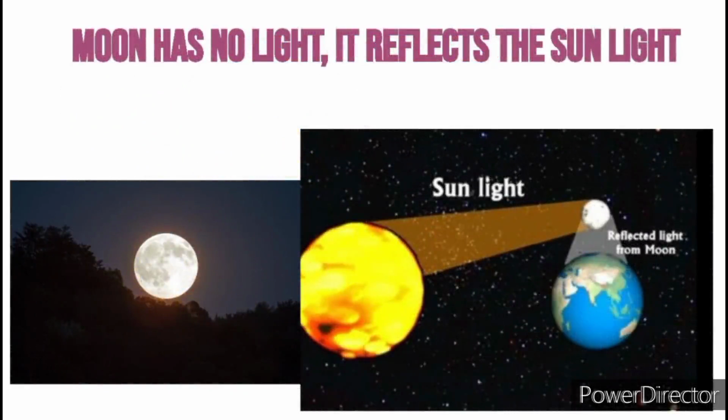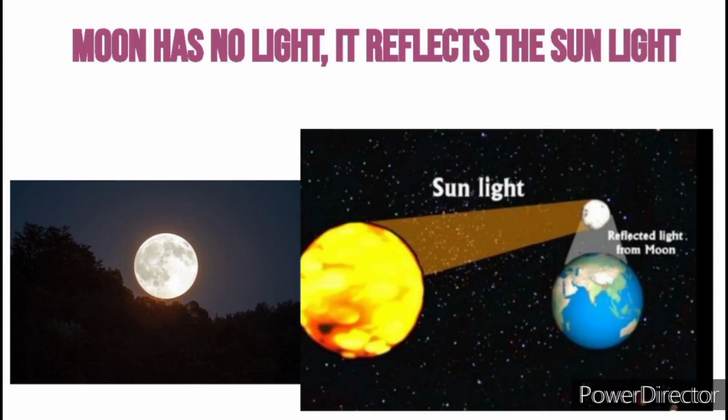Children, there is a surprise for you. During night time we see moonlight, isn't it? And during the full moon day we can see the full circle moon, isn't it? It's giving white color light, right? Children, do you know the moon has no light at all? Then how is the moon giving light like this?